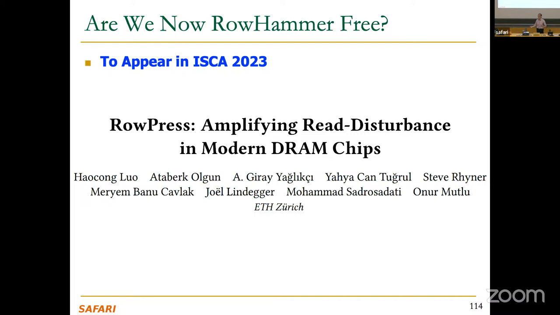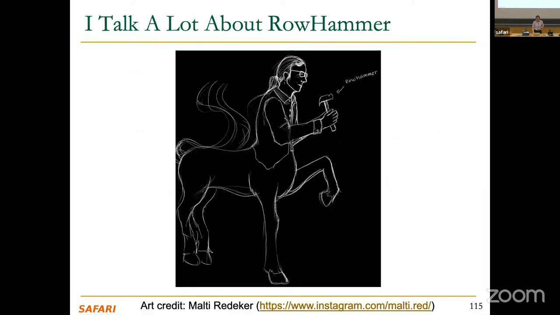So are we now RowHammer free? Let's see. There's more coming up, as you can see. We're going to present this work at ISCA. I believe there's even more that's going to come up. I think it's not going to be easy to get rid of some of these issues. And it's going to be harder and harder to actually prevent these bit flips in a fundamental way. I cannot reveal the paper right now, but after ISCA, talk to me.